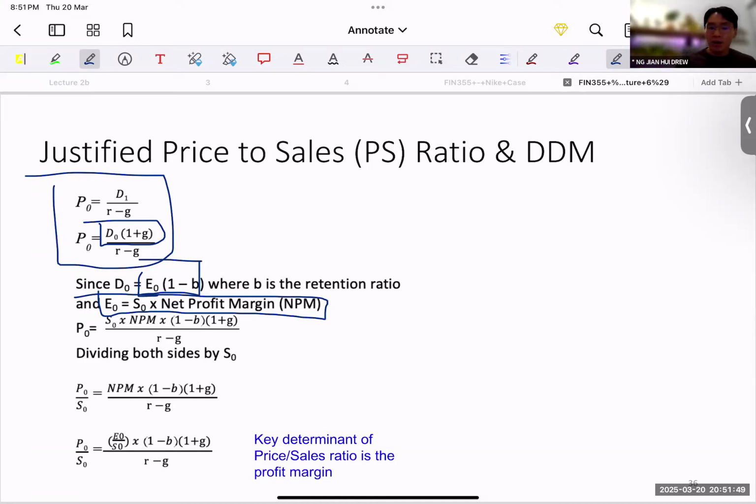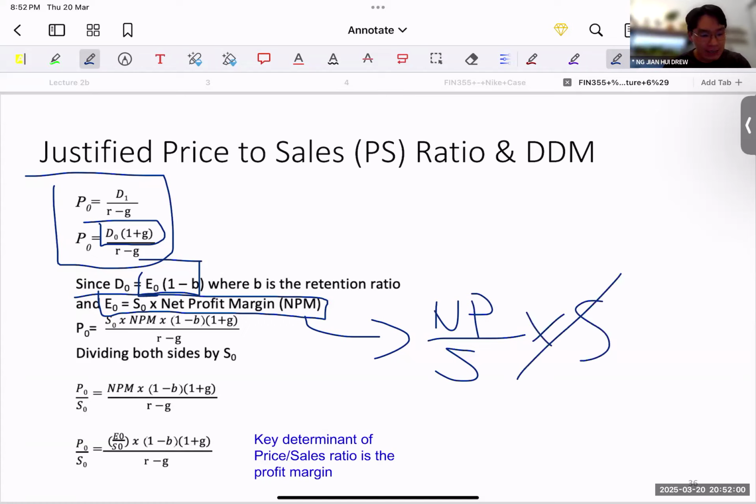Because your net profit margin is basically what? Your net profit divided by sales, right? So if you multiply it by sales, it cancels and gives you net profit, and net profit is what? Net profit is your earnings.